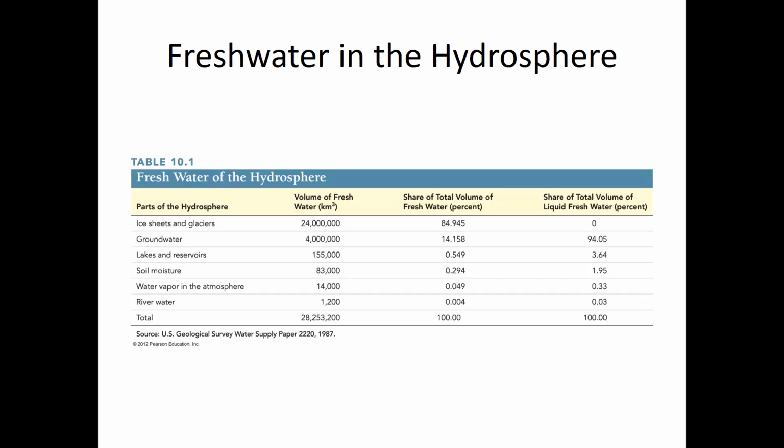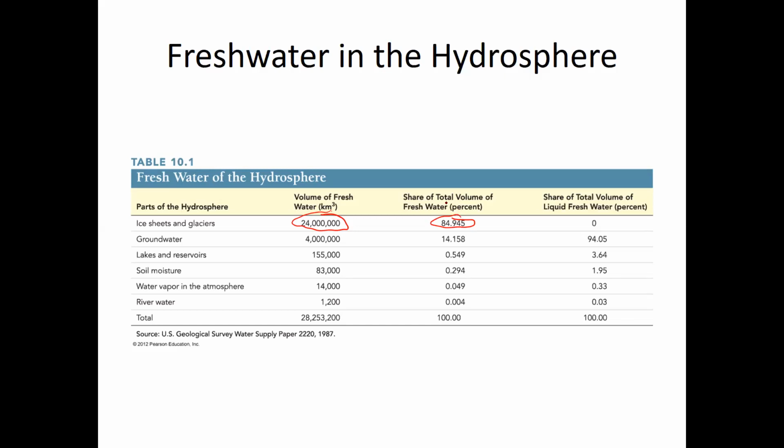So we know that 97% of the water on Earth is in the ocean, in salt water, and the rest is not found in the ocean. And of the water not in the ocean, the fresh water, we have those parts listed here: ice sheets, glaciers, groundwater, lakes and reservoirs, soil moisture, water vapor in the atmosphere, and river water. You'll see the majority of fresh water on the Earth is frozen as ice sheets and glaciers. That is almost 85% of the total volume of fresh water.